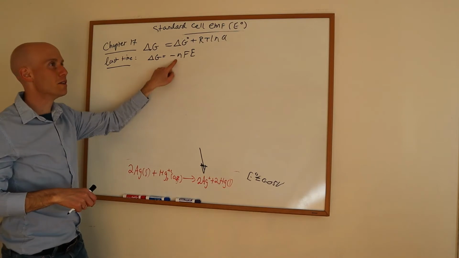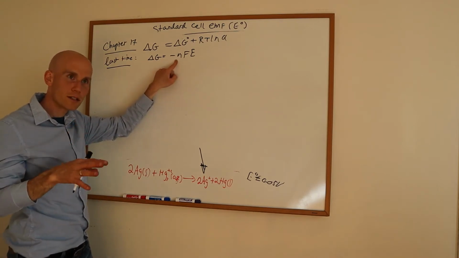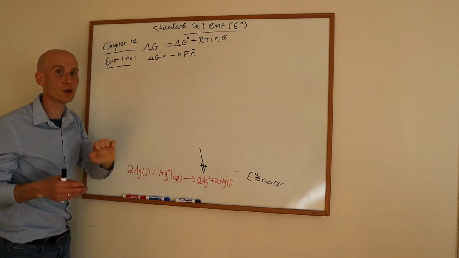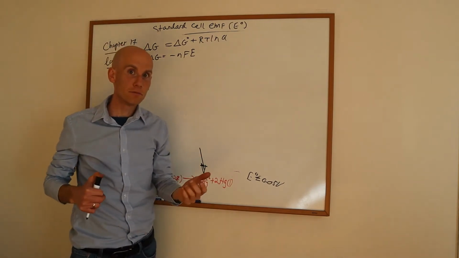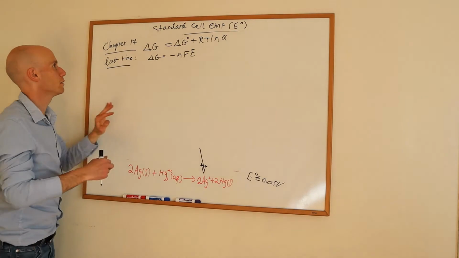N is the number of electrons that are present in the redox reaction. So here it was 2. If you remember when we balanced it, it was 2. F is Faraday's constant. Okay, so I can do that.